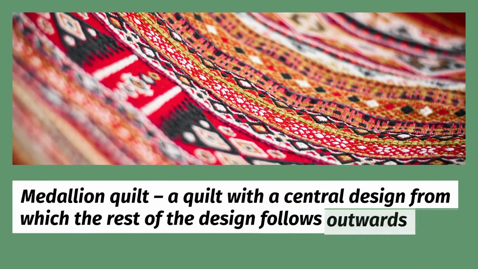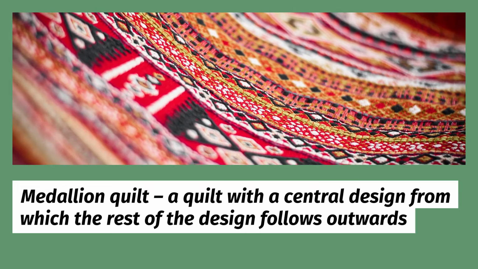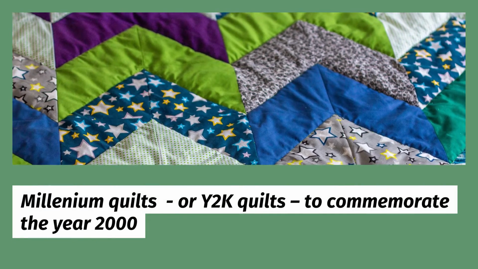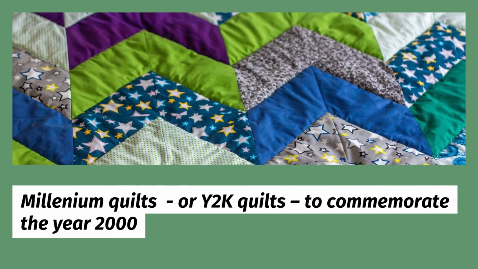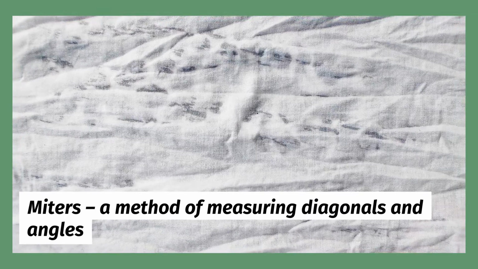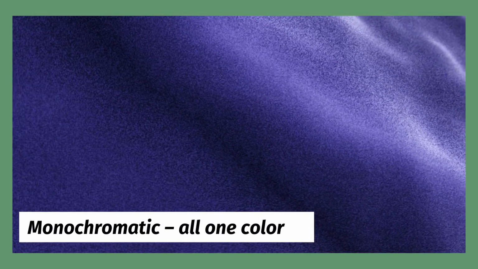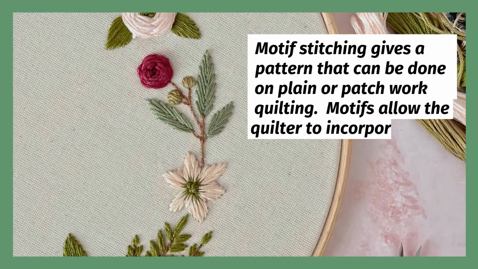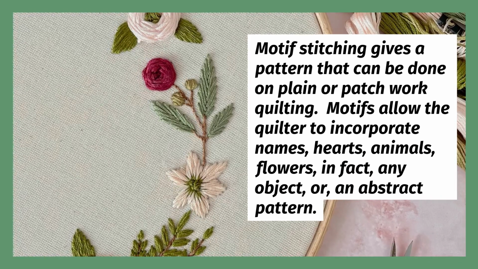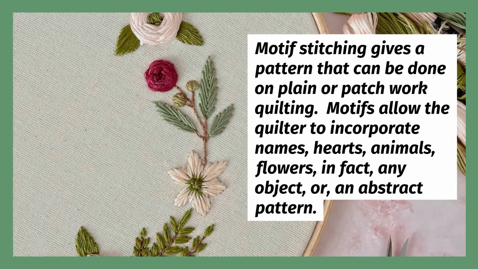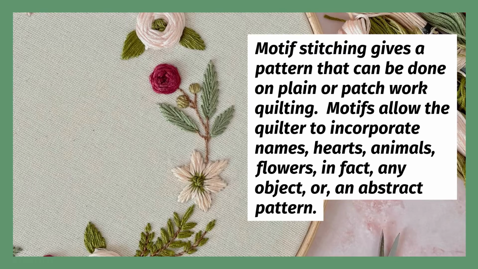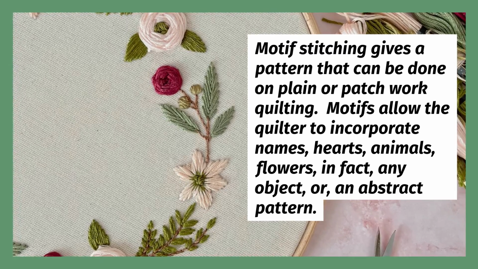Medallion quilt, a quilt with a central design from which the rest of the design follows outwards. Millennium quilts, or Y2K quilts, to commemorate the year 2000. Miters, a method of measuring diagonals and angles. Monochromatic, all one color. Motif stitching gives a pattern that can be done on plain or patchwork quilting. Motifs allow the quilter to incorporate names, hearts, animals, flowers, in fact, any object, or an abstract pattern.